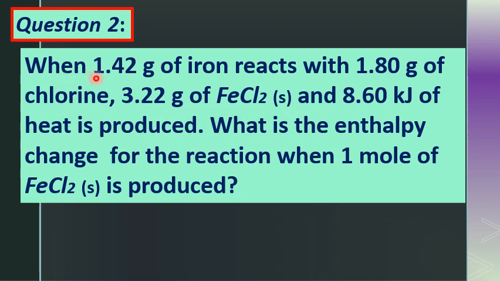So moving on to our last question, question number 2. When 1.42 grams of iron reacts with 1.80 grams of chlorine, 3.22 grams of ferrous chloride in solid form and 8.60 kilojoules of heat is produced. The question is, what is the enthalpy change for this reaction when 1 mole of ferrous chloride is produced?